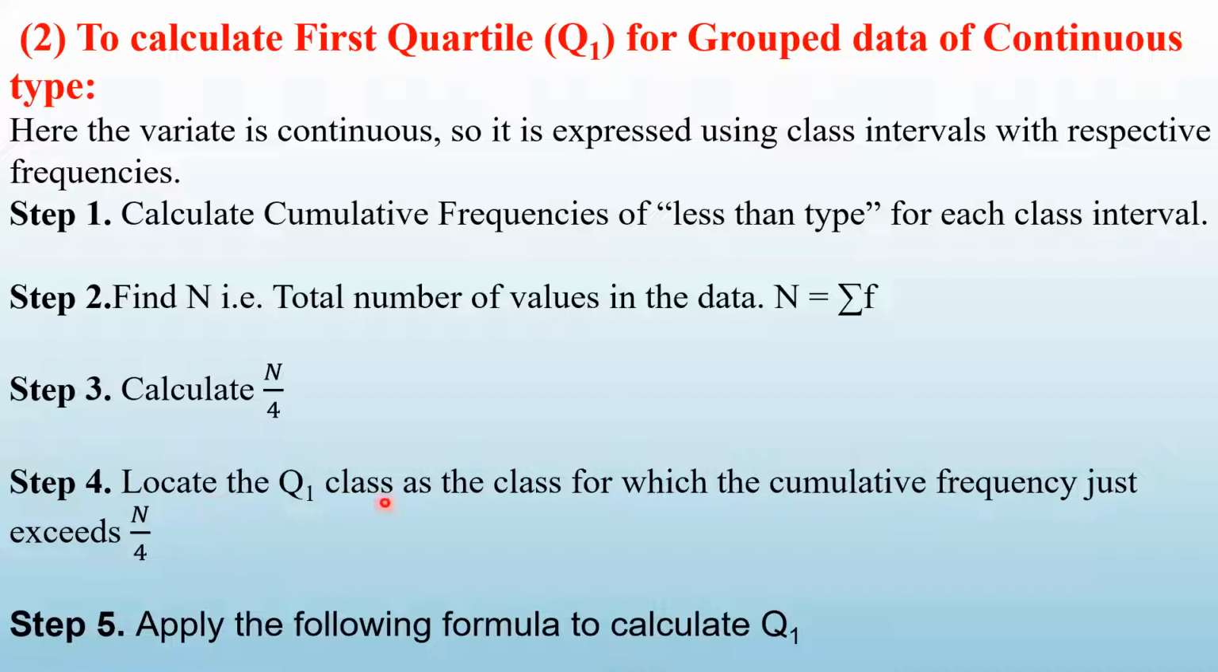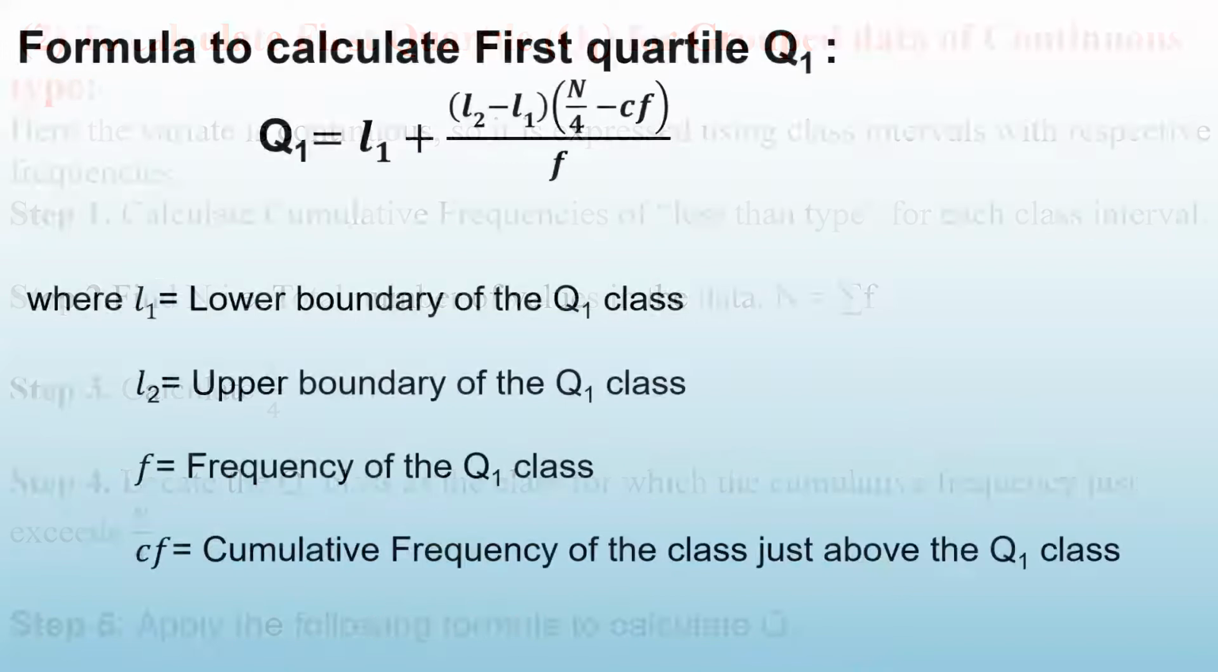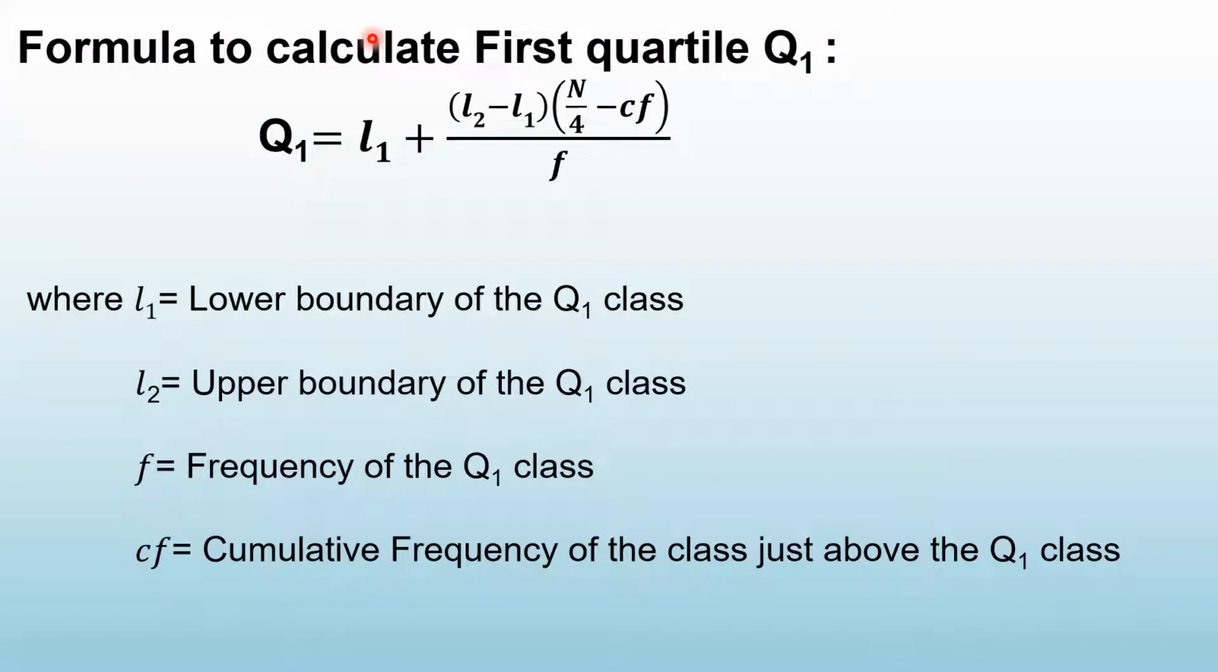So locate the Q1 class as the class for which cumulative frequency just exceeds n by 4, in a similar way as we did in discrete. And finally you have to apply the formula. Step 5 is what? Apply the following formula to calculate Q1. Look at the formula.